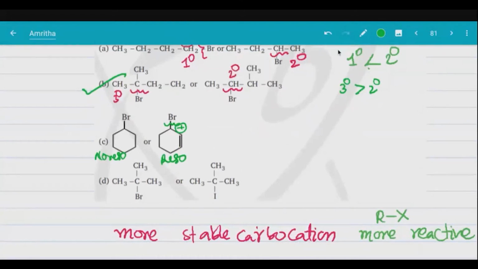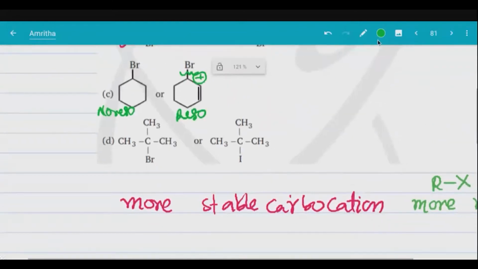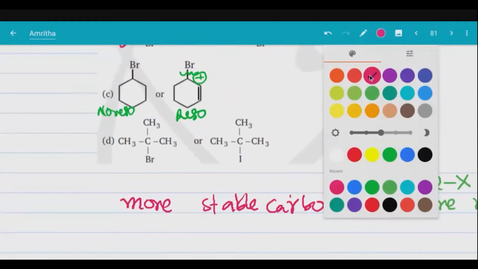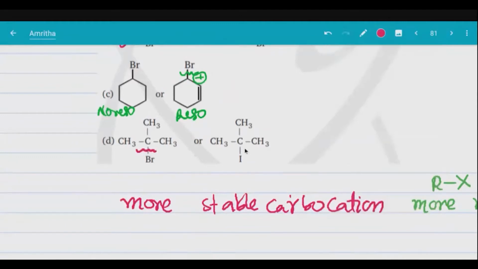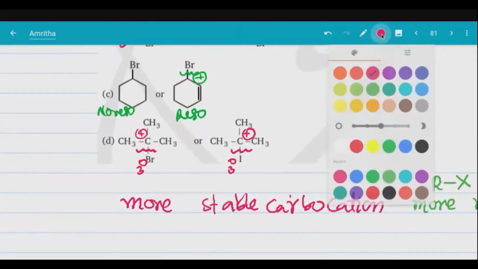And see this one, option D. How do we compare? Both are forming tertiary carbocations. If you break this carbon halogen bond here, both of these will form tertiary. But what we are comparing here is reactivity, which reacts faster, which means leaving group ability. Leaving group matters.